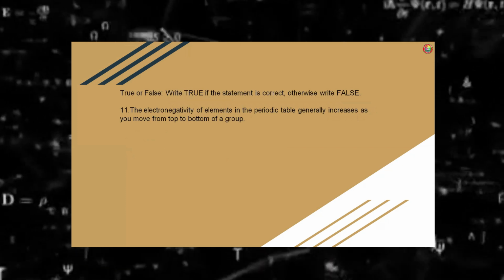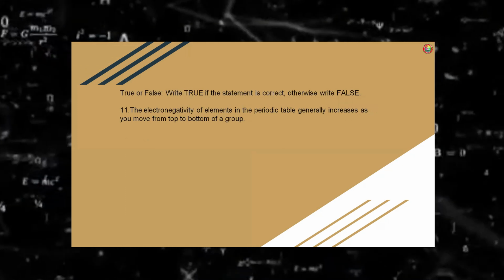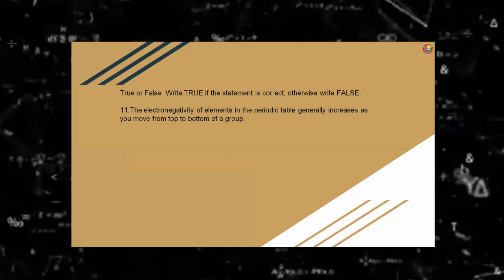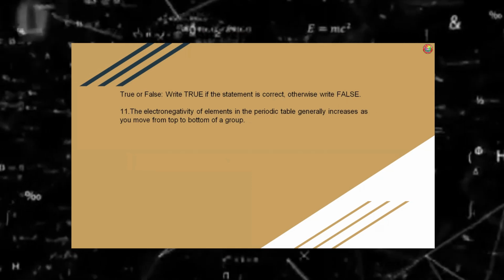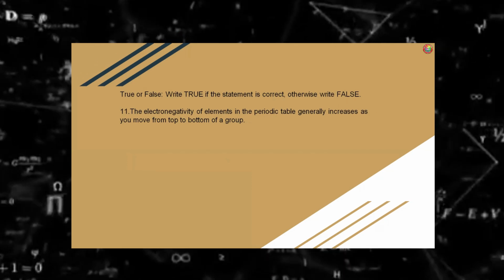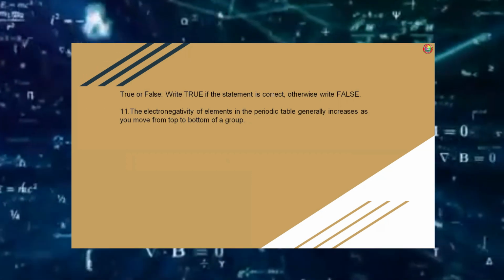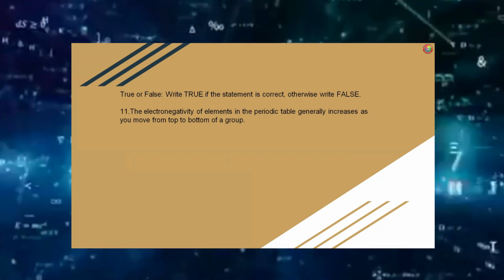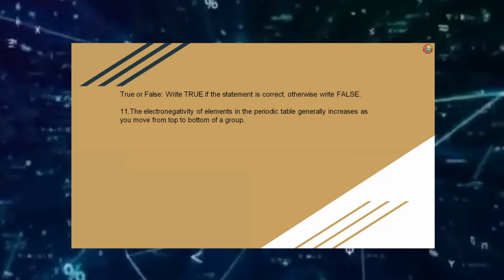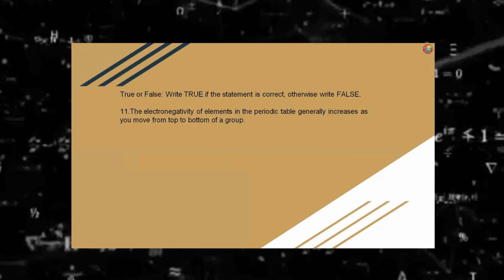Now, for 11 to 15, write true or false. Write true if the statement is correct. Otherwise, write false. For 11, the electronegativity of elements in the periodic table generally increases as you move from top to bottom of a group. So the answer is false.